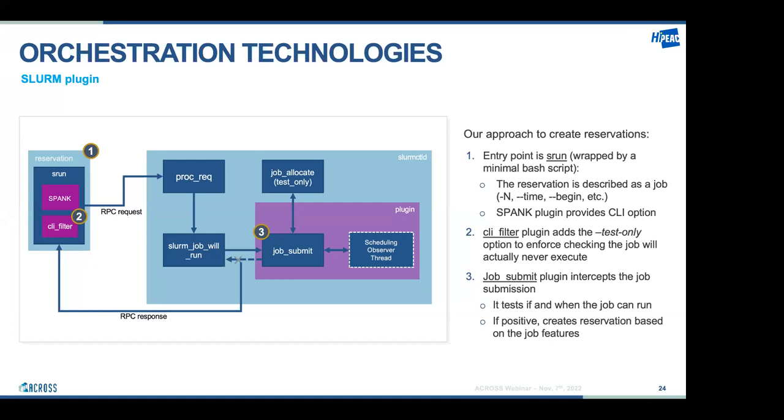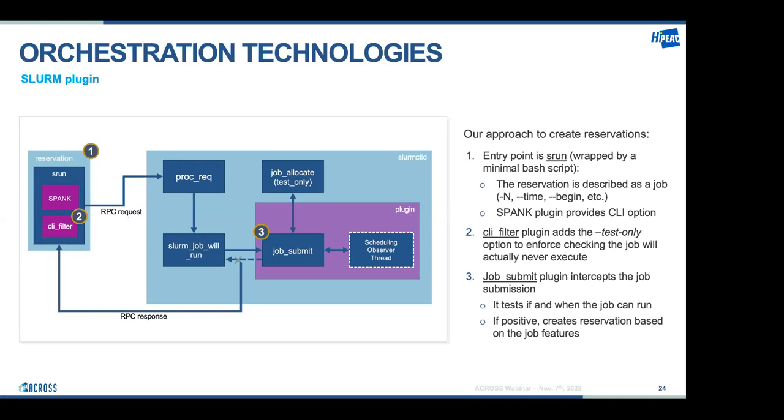We used the Spank plugin for providing a specific flag option at the CLI level for enabling reservation. And the idea is that basically you start submitting a job with the same features as you expect for your reservation on the system, but you leverage the test-only option that just forces the batch scheduler to test if the job could be executed on the system.